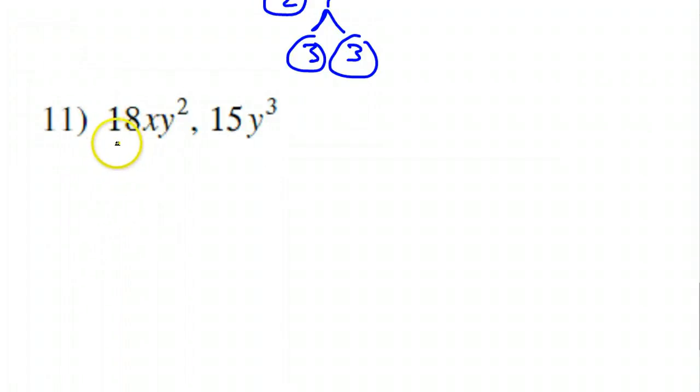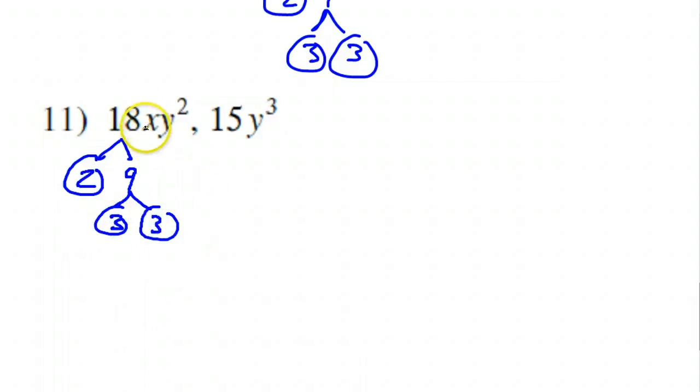Well, 18 is 2 times 9, and 9 is 3 times 3. Okay, so my prime factorization is 2 times 3 squared. And then I have the variables as well. So I've got my x, y squared. So that's my prime factorization right there.